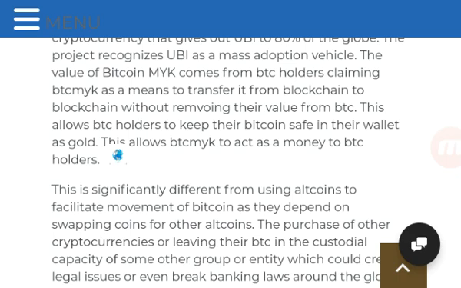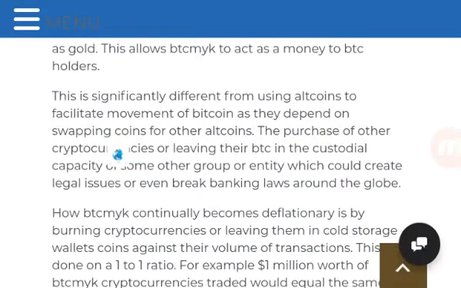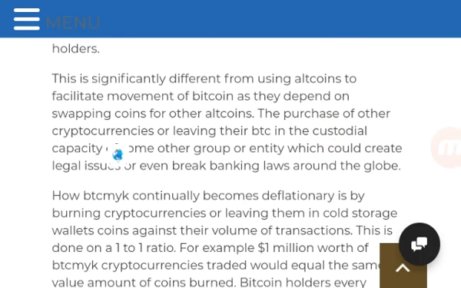Now, this is significantly different from using other altcoins to facilitate moving of Bitcoin, as they depend on swapping coins for other altcoins. So to understand that again, that's saying that if a person wants to use Bitcoin value to move across the network from value to value, they have to actually either sell that Bitcoin or swap the Bitcoin. And we're not doing any of that in this case. This is only verifying you hold the Bitcoin. And there are some dynamics to that, why it works, as the value is put against the network.